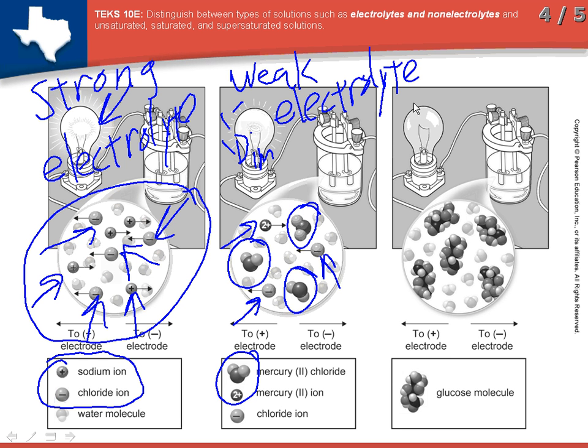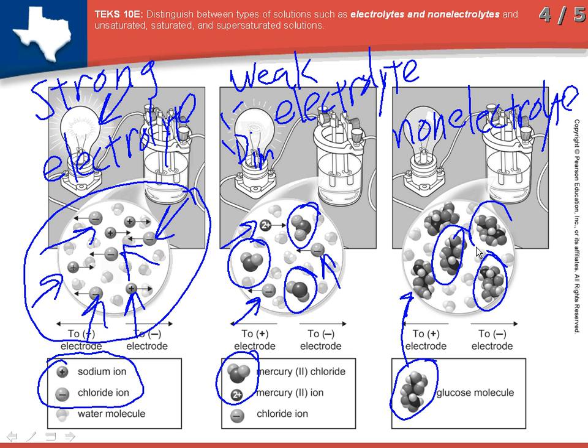And then right here we have a non-electrolyte, sugar. So here's glucose, or the sugar molecule, and notice it does not split up at all. It's still stuck all together. There's no ions being formed. In order to conduct electricity, you need ions.